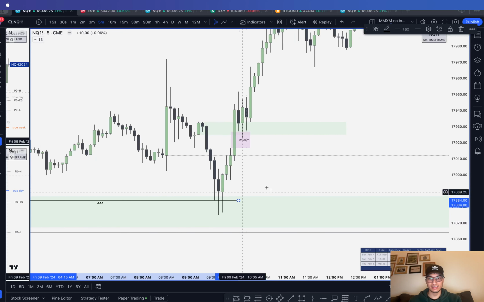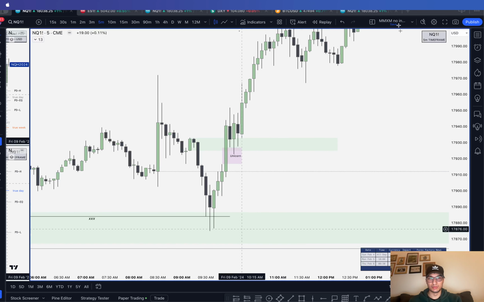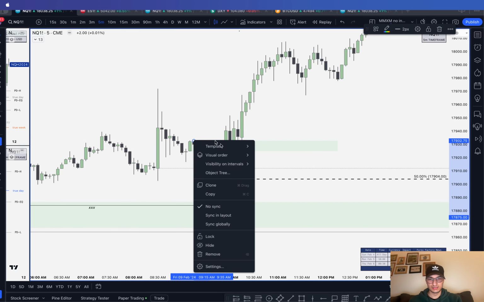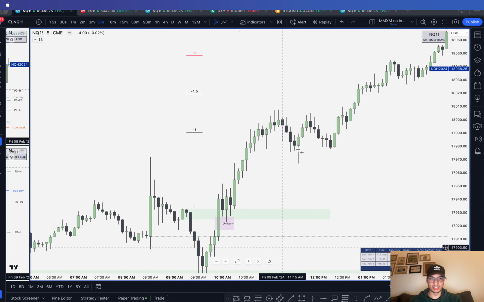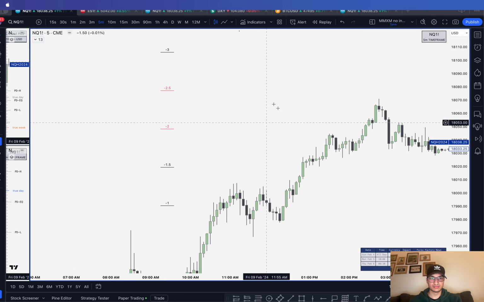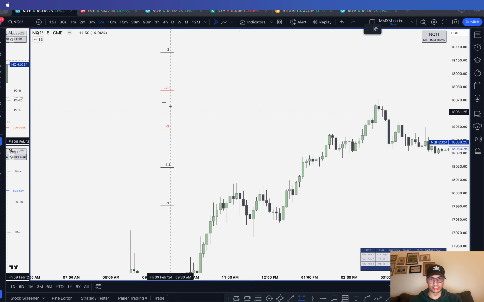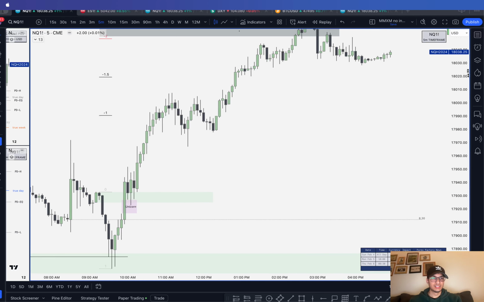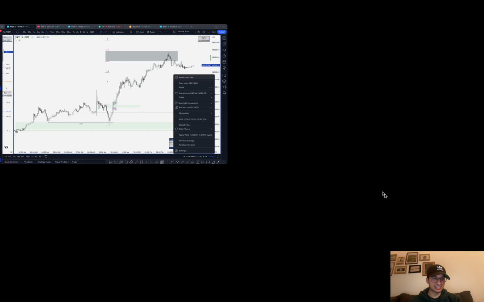Come and sweep it. Now we have this unicorn setup. Beautiful, go long. Target 2 standard deviations. Right? Target somewhere in this region. Okay, that's the lesson on breakers.